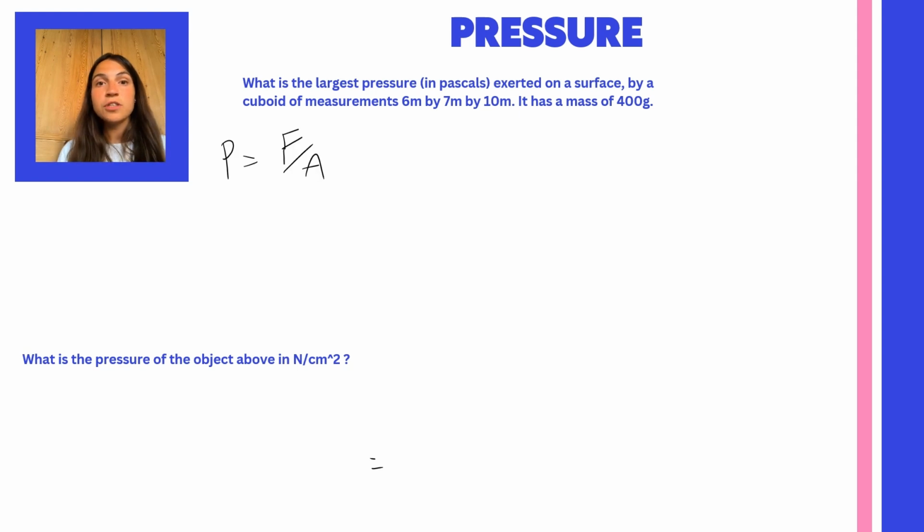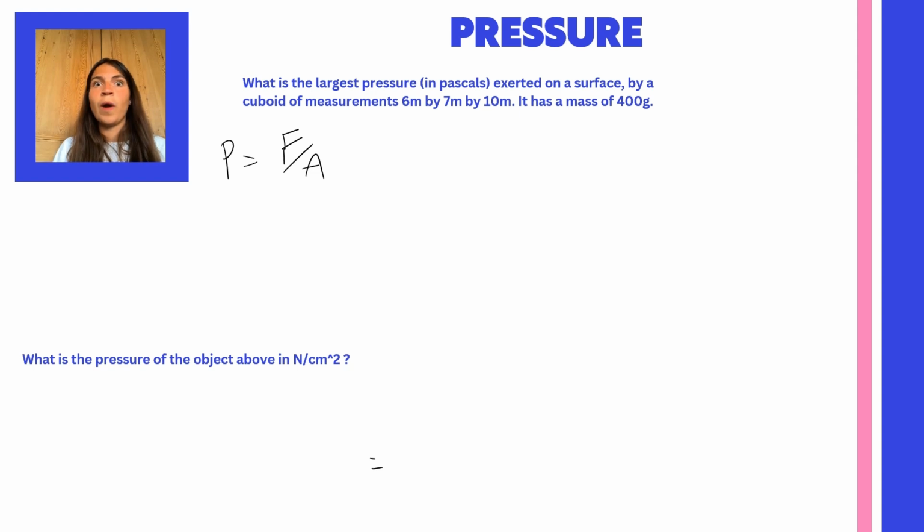So again, I'm using this equation, pressure is equal to force divided by area. And what I need to appreciate is, depending on which orientation I have this cuboid, I will exert different pressures on my surface. Now, why is that? Well, if we think about it, the mass is the same no matter which way up my cuboid is.